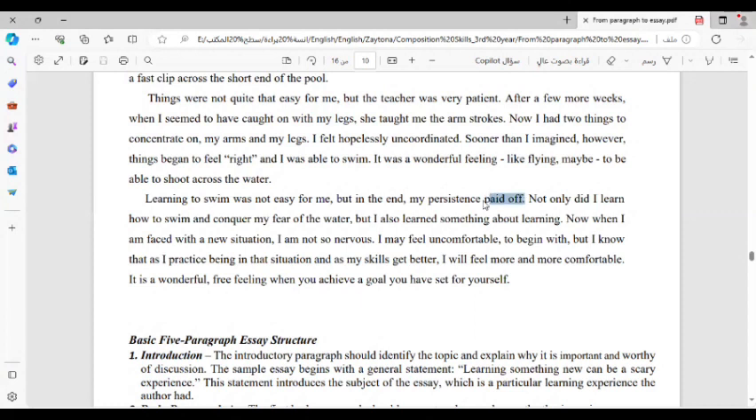Okay, in Arabic we say تؤتي ثمارها. You see, so my persistence paid off. It means that my persistence has a good result, so I was successful. Okay, not only did I learn how to swim and conquer. What is the meaning of conquer? Conquer my fear.